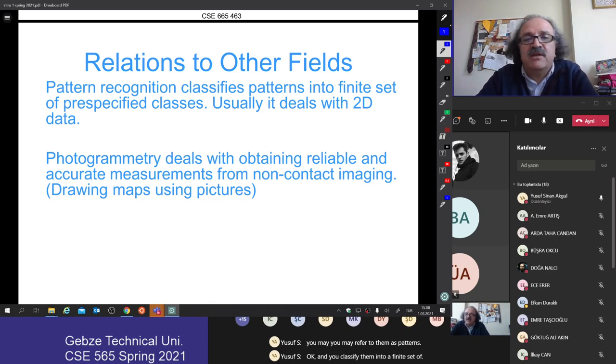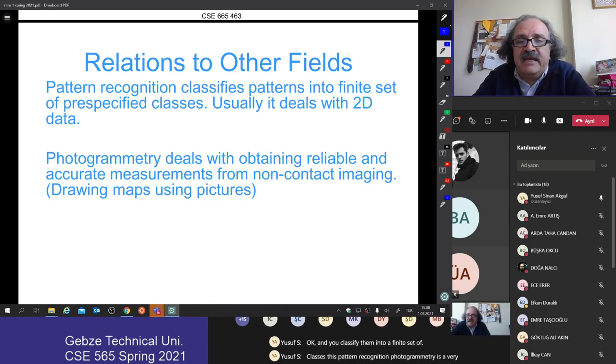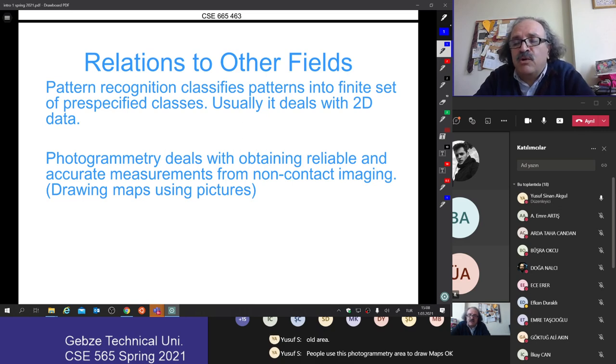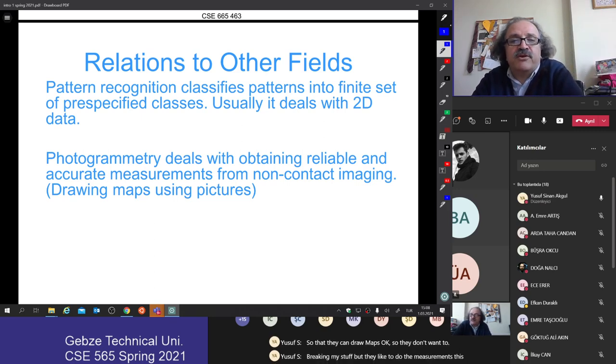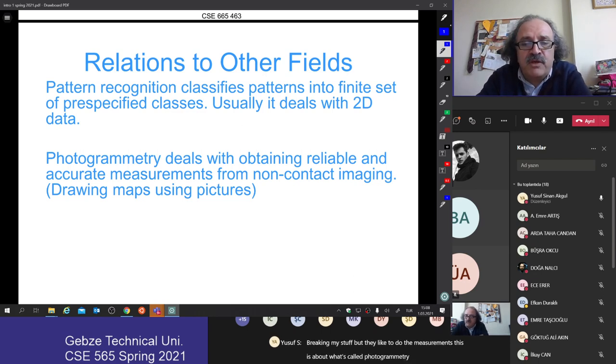That's pattern recognition. Photogrammetry is a very old area. People use photogrammetry to draw maps from pictures, and that's why it is very old, from the end of the 1800s. Their purpose is to make very precise measurements of the real world so that they can draw maps. So they don't want to recognize stuff, but they like to do the measurements. This is what's called photogrammetry. So this is another way of looking at computer vision.